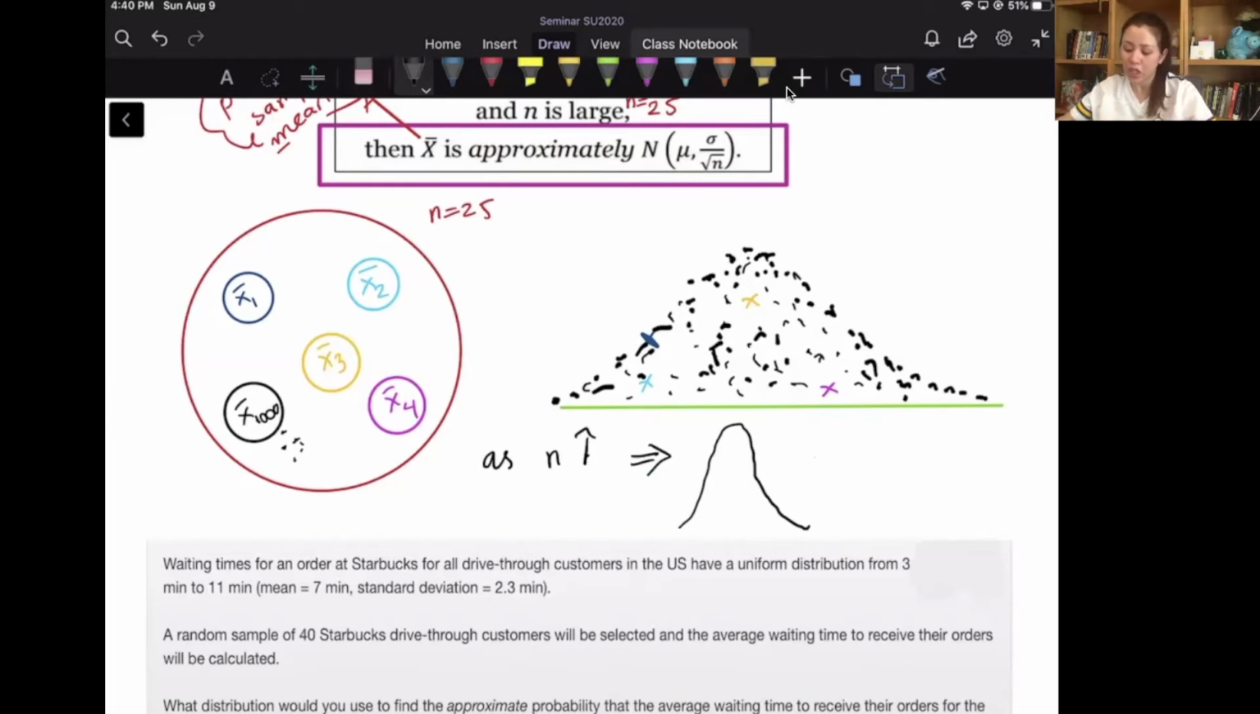Let's take a look at an example of how to apply the central limit theorem.